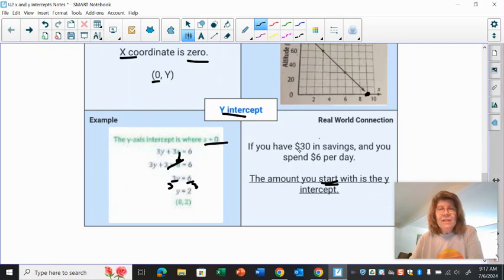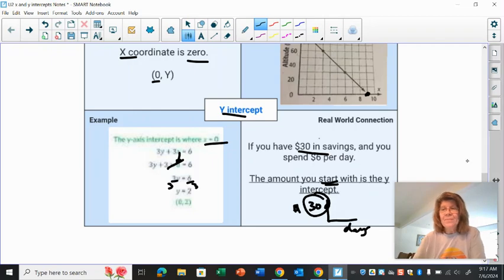So here in this example, you start with $30. So that is your y-intercept. Okay, when y is 30, and then your x is 0 right here. So this would be your dollars, your profit, and this is again how many days. Okay, so the starting amount is your y-intercept.